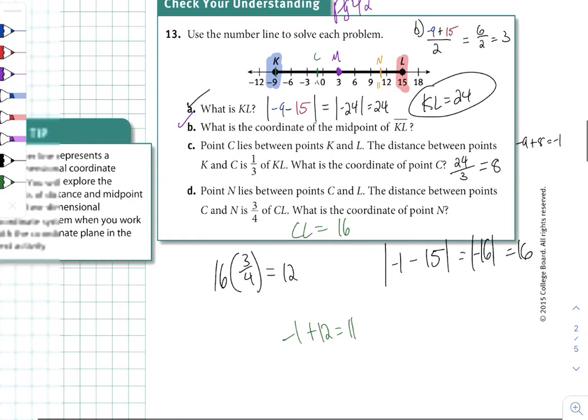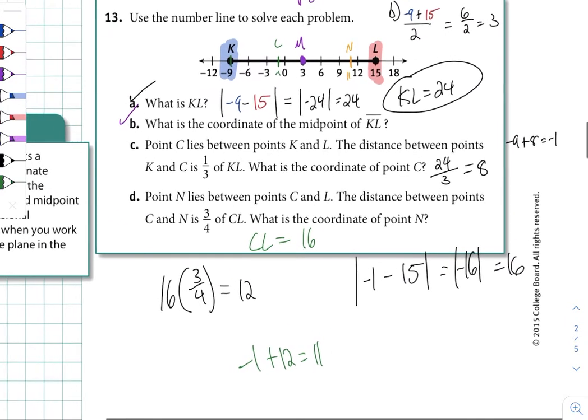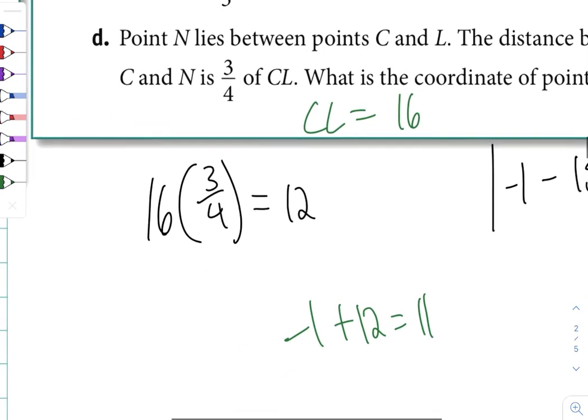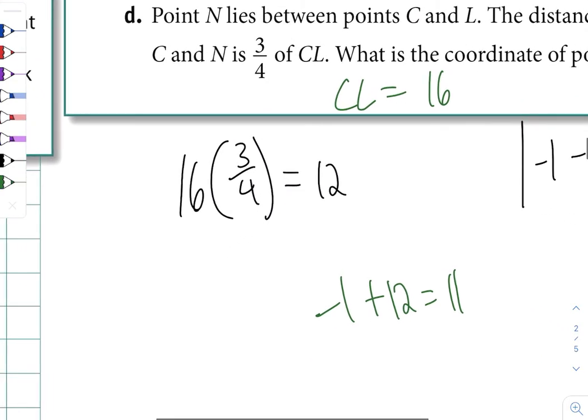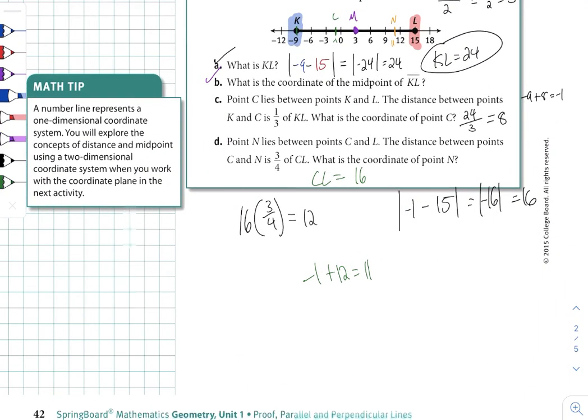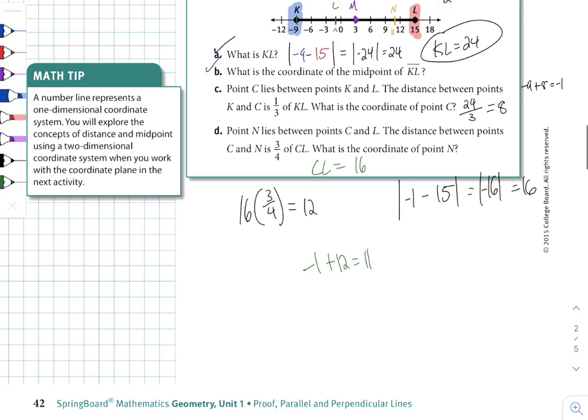Okay, so here it got a little difficult with the fractions. If you're trying to find 1/3 or 3/4 of something, just take whatever that number is and multiply it by that fraction. If you don't know how 16 times 3/4 is 12, what I typically do is I take this number and divide it by the bottom number. So 16 divided by 4 is 4, and then multiply that by the top number. 4 times 3 is 12. So that's something you could do, however you want to do it.